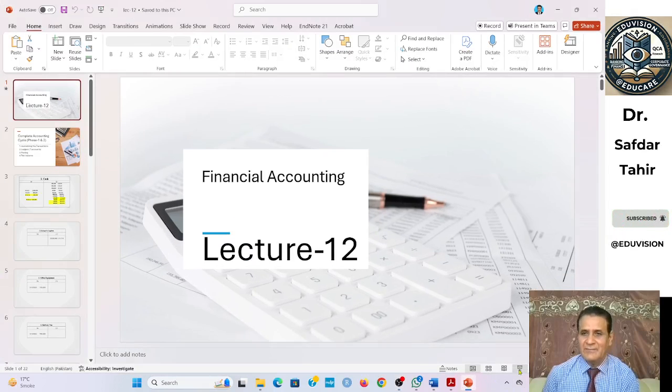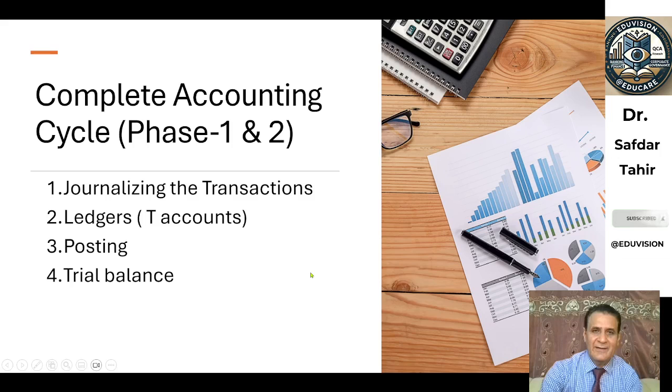We are in the 12th lecture of the accounting cycle. Certainly, we journalized the transactions in the first phase, then we created the ledger accounts and posted. In this lecture, we will understand how to make a trial balance. We have already practiced this in previous lectures, but we have now added 5 more entries of the income statement for the second phase. That is why we are going to make another trial balance.